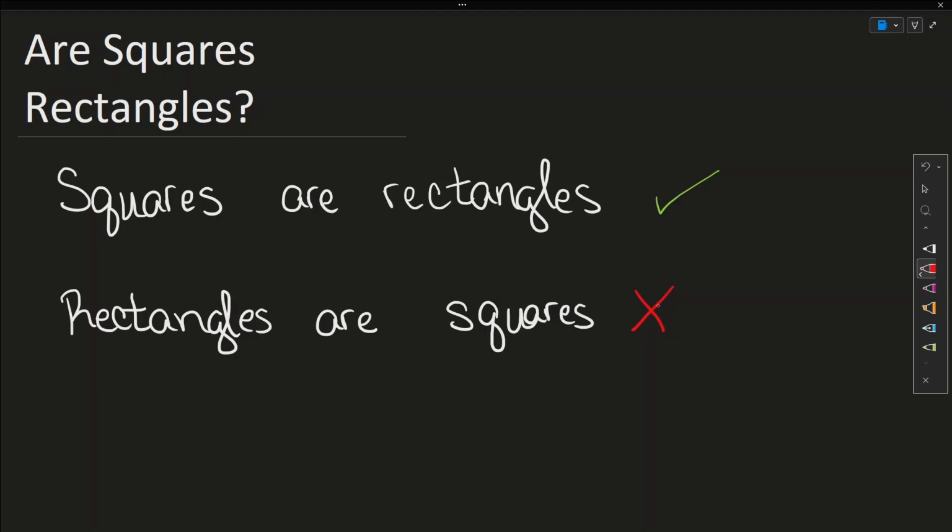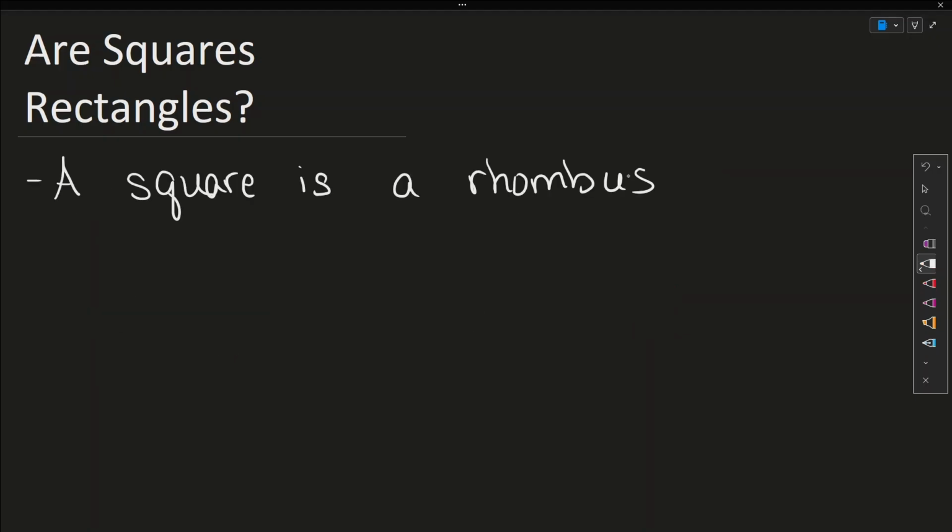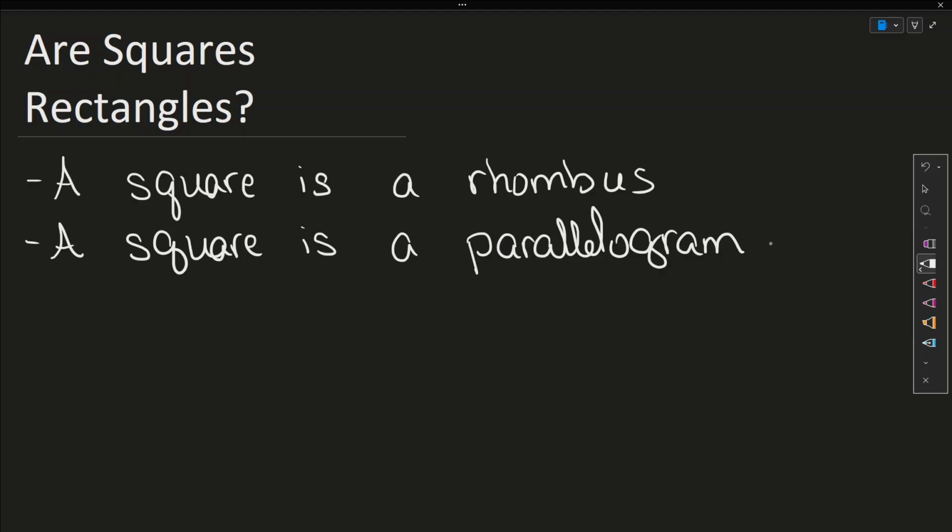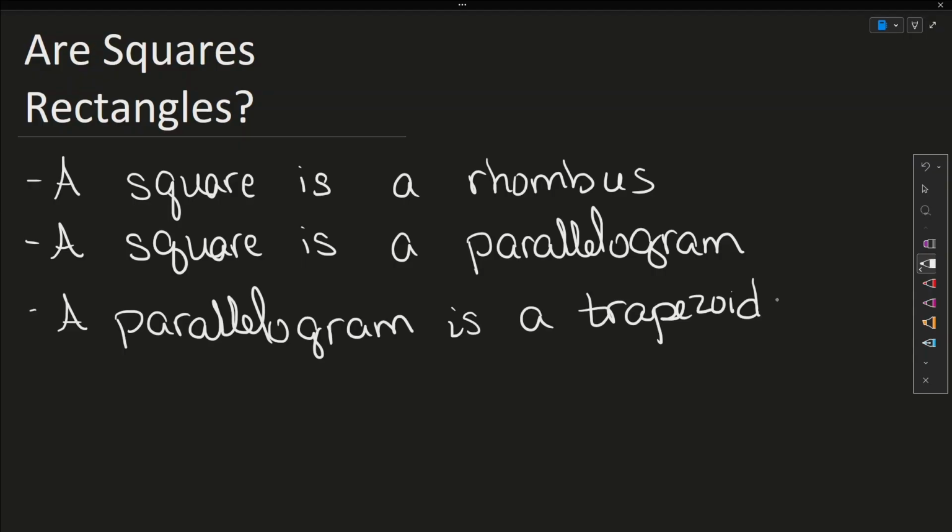Now, let's look at some other relationships we can see in quadrilaterals. A square is a rhombus because a rhombus has 4 congruent sides, and a square does too. A square is a parallelogram because its opposite sides are parallel. Using our inclusive definition, a parallelogram is a trapezoid because a trapezoid has at least 1 pair of parallel sides, and a parallelogram has 2 pairs of parallel sides.